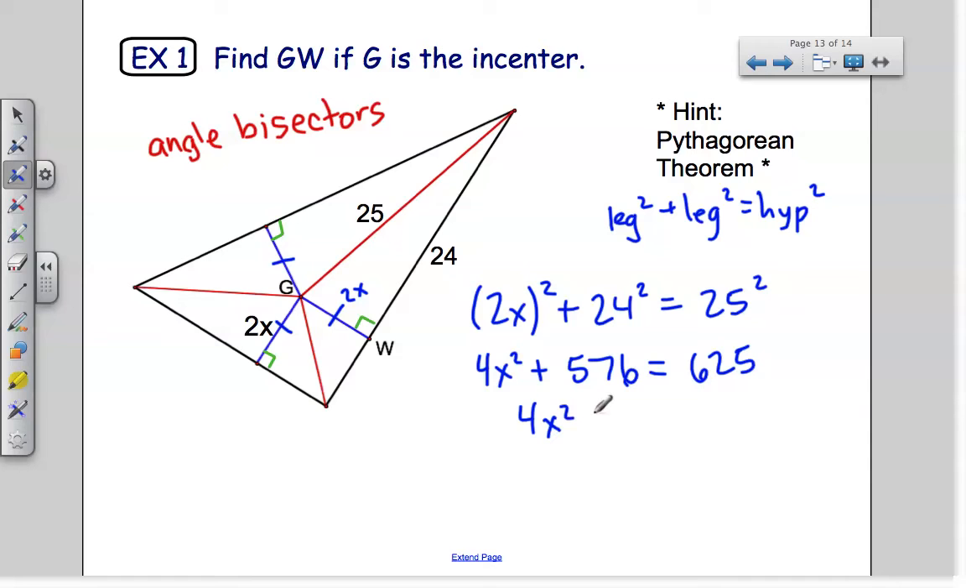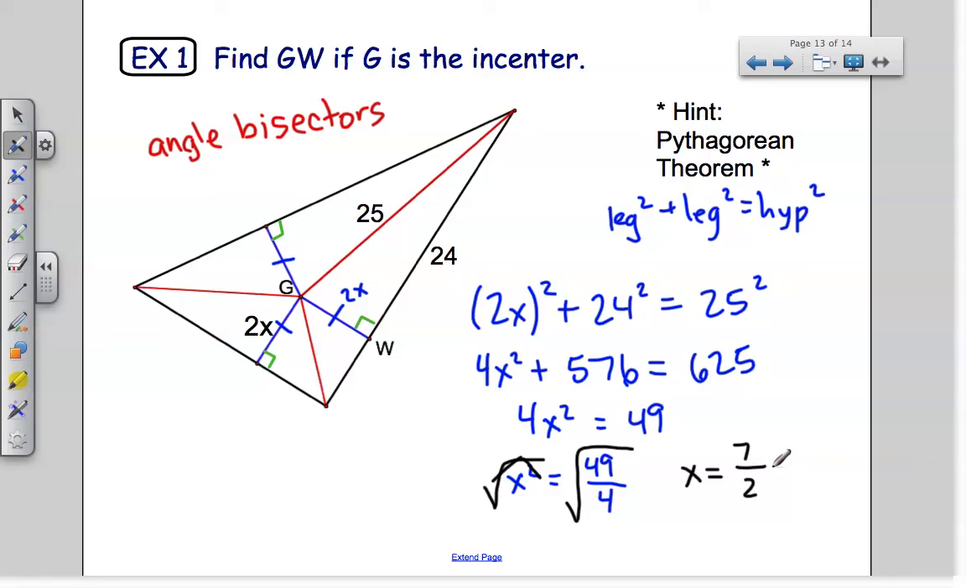Subtract 576 from the 625, and we get 49. Divide by 4, and actually, instead of getting a decimal, I'm just going to write 49 divided by 4. The reason why? Because this is x squared, and to undo squared, I'm going to take the square root. I know that 49 and 4 are both perfect squares, so I might as well just leave them that way. And the square root of a fraction is the square root of top and bottom. Square root of 49 is 7. Square root of 4 is 2. So x is 7 halves, or 7 divided by 2 is 3.5.